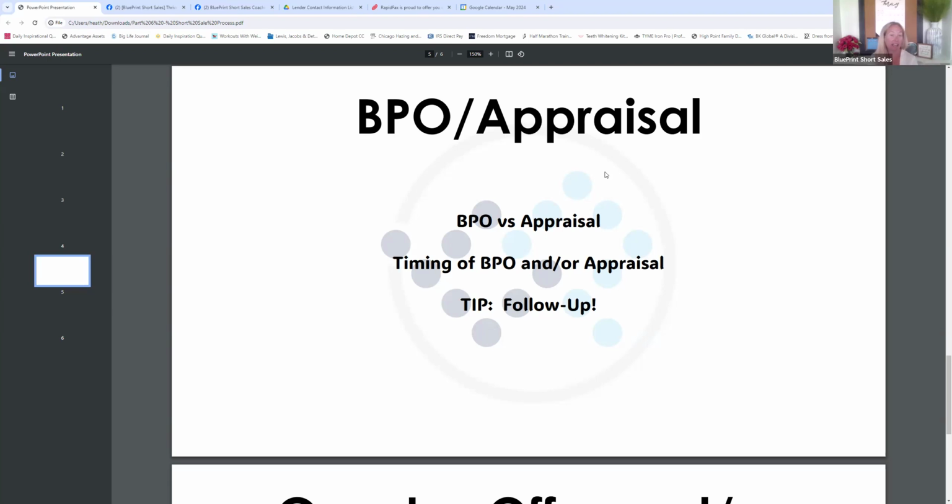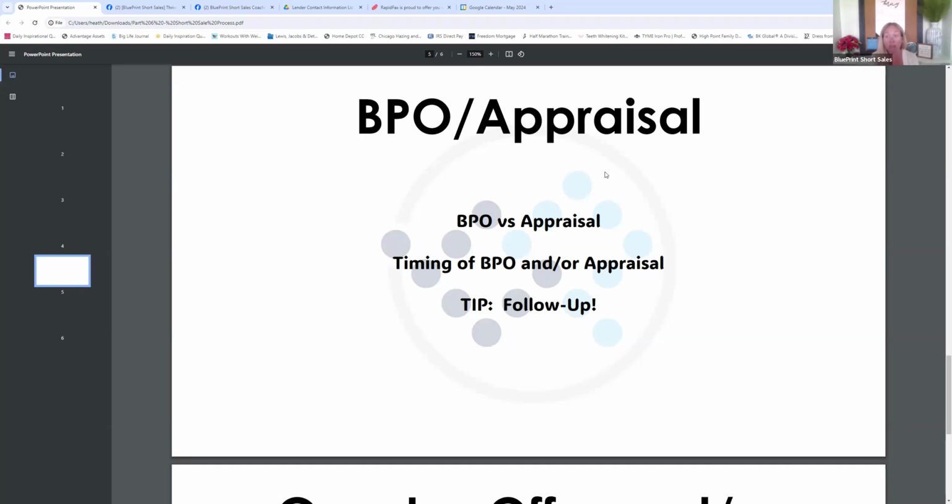So typically, for example, with FHA, usually both are ordered. However, they don't even consider the BPO at all. So why they even order it, I have no clue, but they base it on the appraisal, okay? But again, it really depends. Sometimes the BPO and appraisal is ordered at the beginning. Sometimes it's ordered when the packet has been deemed complete. So that's really important, but you want to continue to follow up with the bank.